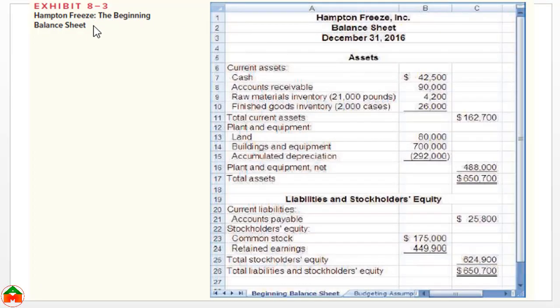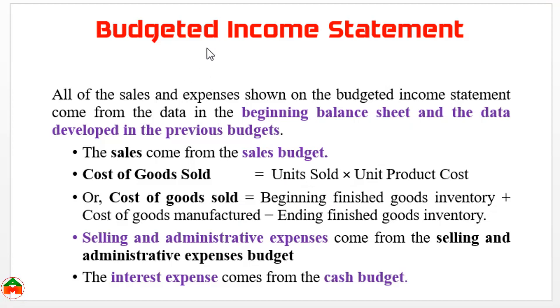We can see this is the beginning balance sheet. From the balance of the beginning balance sheet, we will prepare the budgeted balance sheet as well as the budgeted income statement. Now we are going to prepare the budgeted income statement, and for preparing it, we will take data from the beginning balance sheet as well as data developed in the previous budgets.